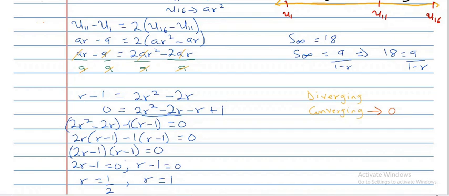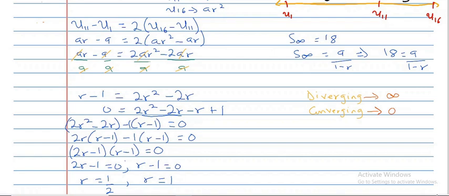But if a series is diverging, it approaches infinity, and so the sum to infinity will still be infinity. And so when a series is diverging, it is not possible for you to find the sum to infinity.